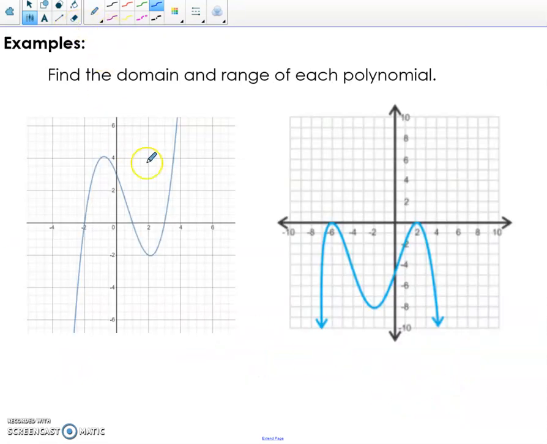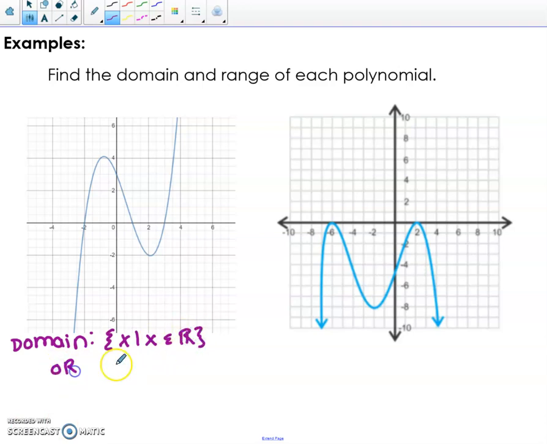So let's look at these examples. First, we have a cubic function. Our domain for any polynomial will be all real numbers. So remember, there's two ways we can write it. We can write it in set notation or in interval notation. So you can choose whichever one you're comfortable with. If we were doing set notation, it would be x such that x is an element of all real numbers. Or if we're going to do interval notation, that would be negative infinity to positive infinity.